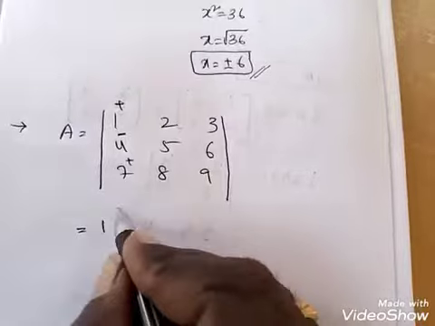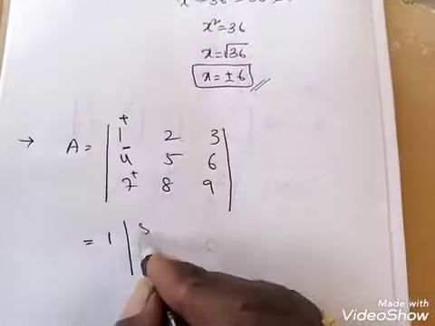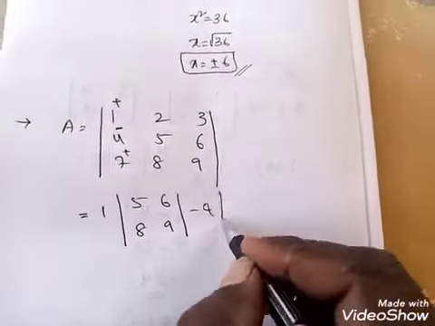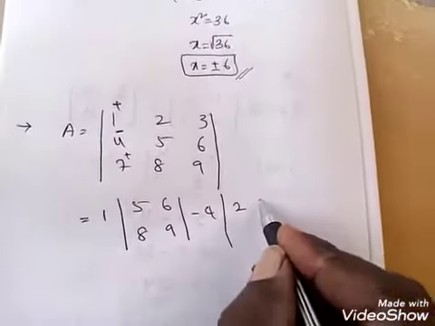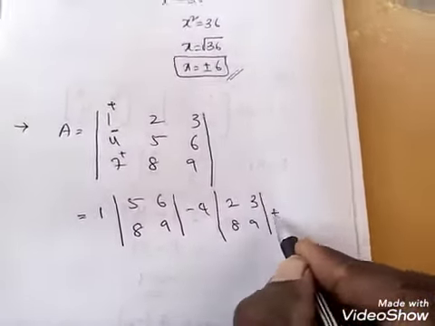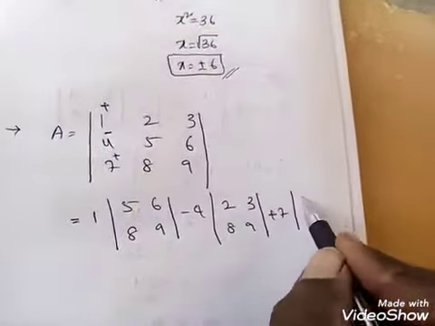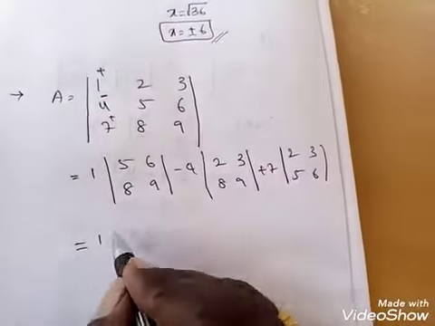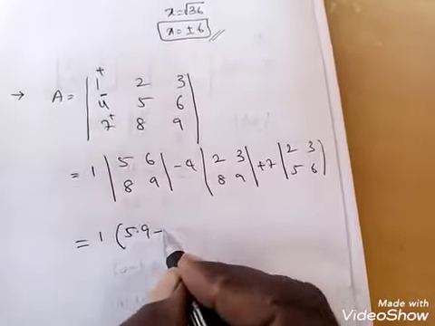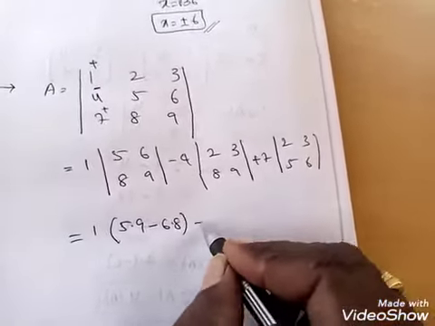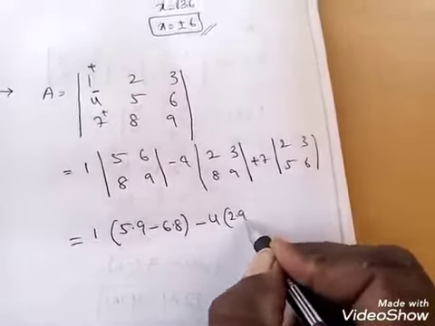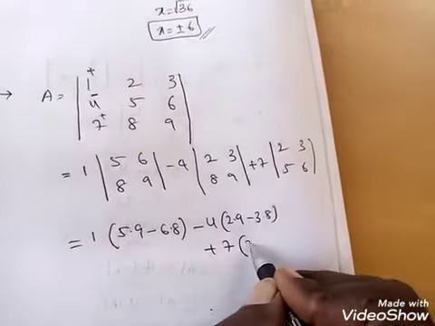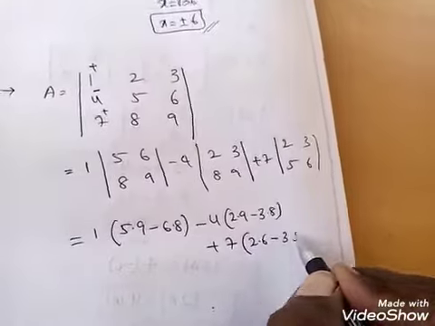Therefore 1 into, remove that row and column, you are going to get 5, 6, 8, 9; and minus 4, remove that row and column, you get 2, 3, 8, 9; and plus 7, remove this row and column, what you are going to get is 2, 3, 5, 6. Now calculate: 1 into (5 into 9 minus 6 into 8) minus 4 into (2 into 9 minus 3 into 8) plus 7 into (2 into 6 minus 3 into 5).